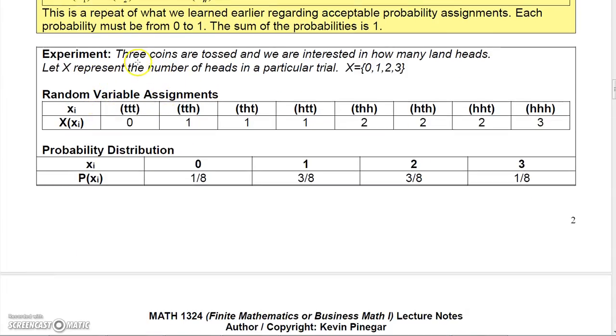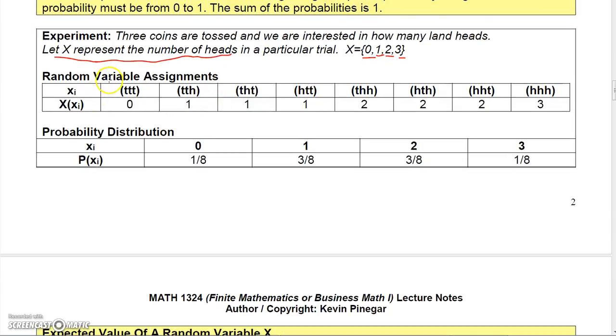Let's say 3 coins are tossed, and we're interested in how many land heads. Let X represent the number of coins that land heads. Then you could get none of the coins heads, or only one of the coins could be heads, or two of the coins could be heads, or all three could be heads.